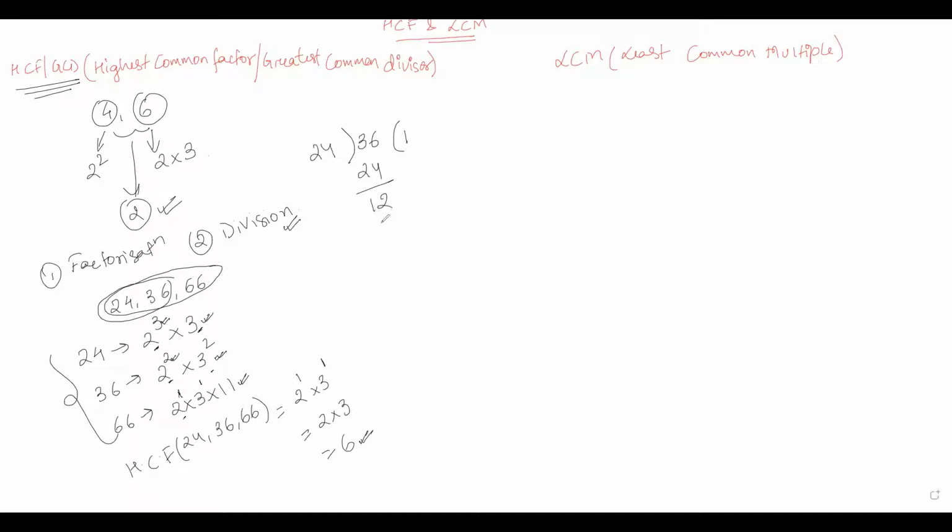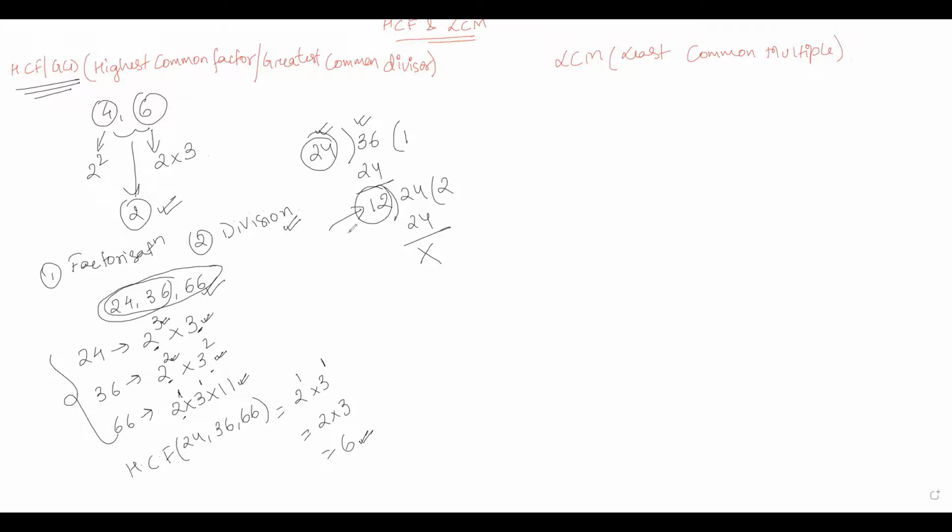Since the remainder is non-zero, in this case, again, I need to divide the divisor by the remainder. So here it is 12 times 2, 24. So again, the remainder is now 0. So now we can say that the HCF of 24 and 36 is 12. But again, we have a third number here, 66. So we need to include 66 as well.